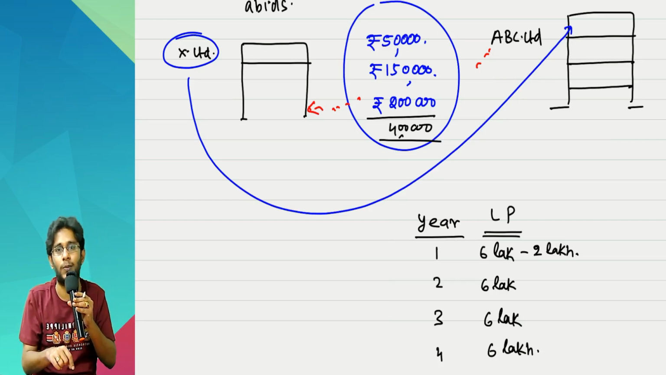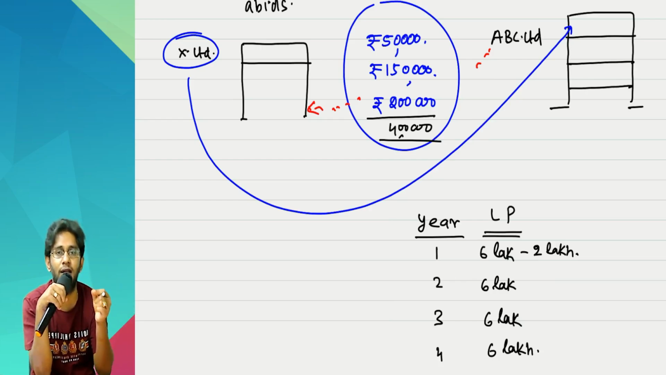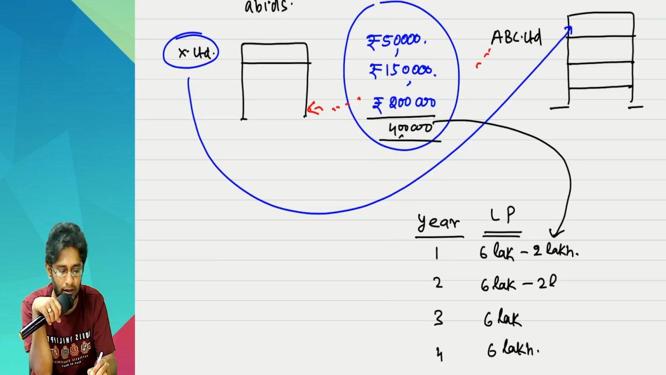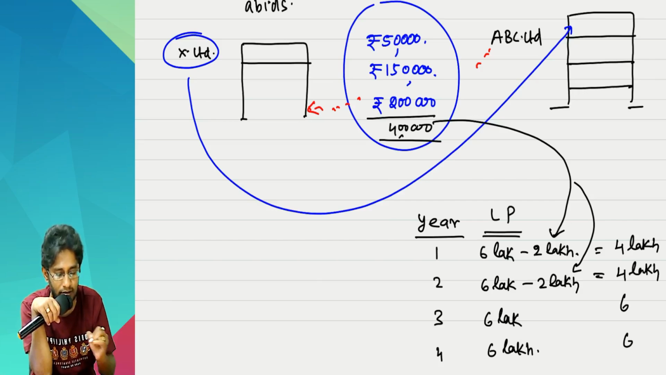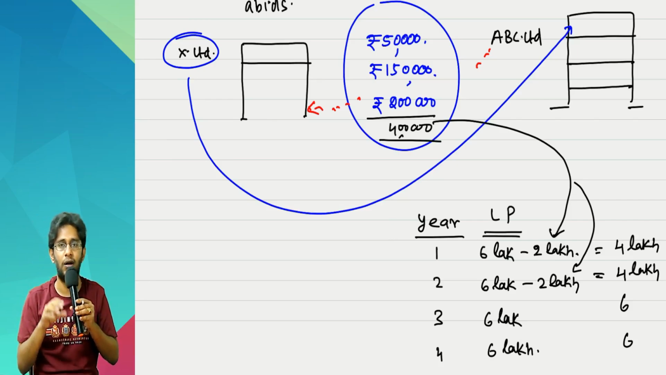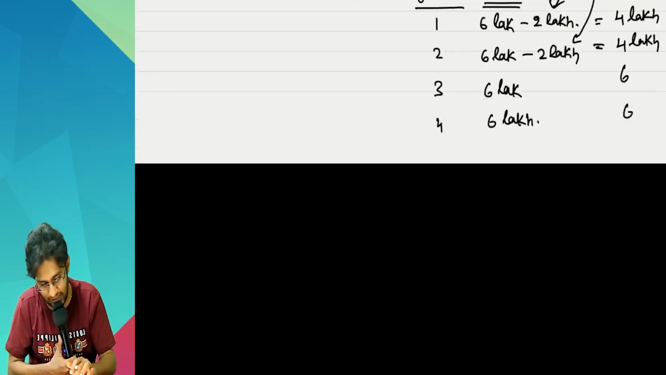But for accounting purposes, the lease payment should be considered after deducting any lease incentives. So if 2 lakh is coming at the end of the first year, remove it there. Another 2 lakh is coming at the end of the second year, remove it there. So your first year lease payment is 4 lakh, second year lease payment is 4 lakh, thereafter it is 6 lakhs, 6 lakhs. So the lease incentives treatment is like this for the lessee. I hope you are able to understand. Next.